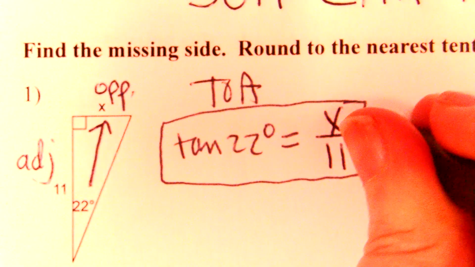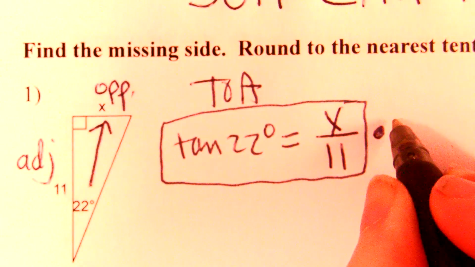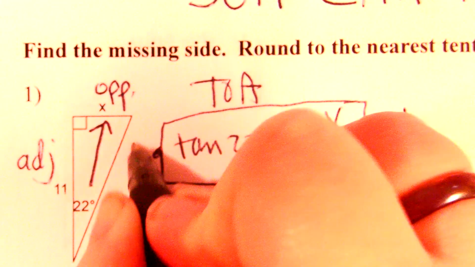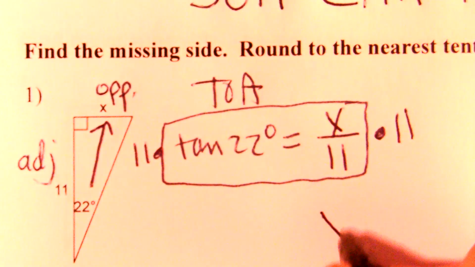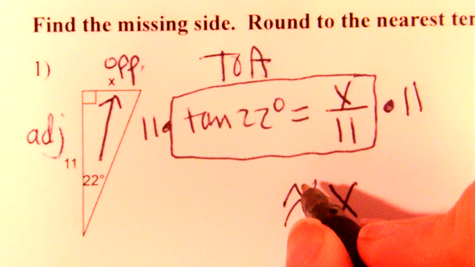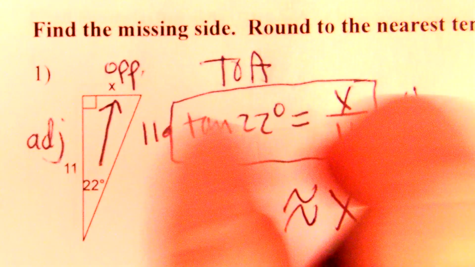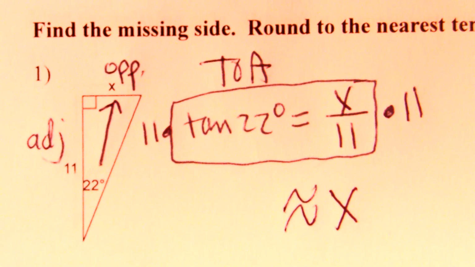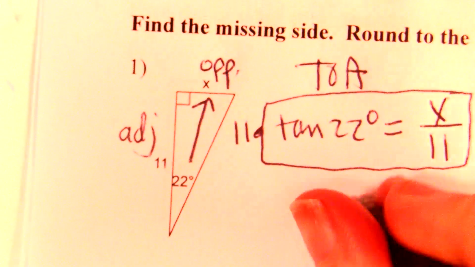And then what do we have to multiply by to get rid of the 11 in the bottom? You multiply by 11. So it cancels here, and we get x, and you do squiggly marks, approximately equal to, because we're rounding. 11 times tangent 22. So let's see. 11 times tangent 22. 4.4. So we're going to write 4.4.